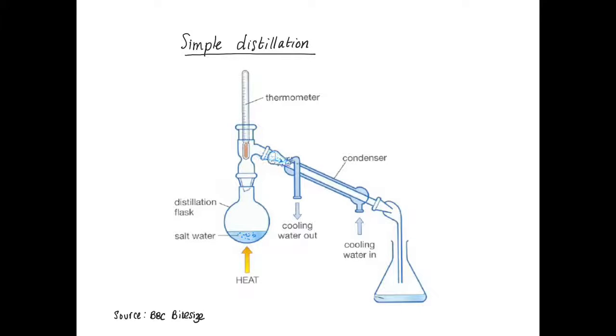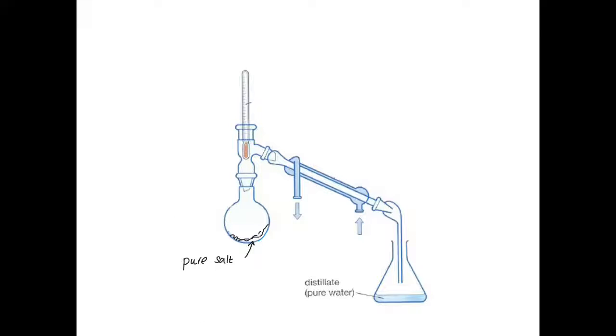The steam then travels down there and hits the condenser. When it starts to go down the condenser, because the condenser is cold, the steam turns from a gas into a liquid, so it goes from steam into liquid water, and the liquid water travels down the condenser and then collects in this flask. So at the end, we'd be left with pure salt, because the salt doesn't boil, and we'd have collected all of the pure water over here.